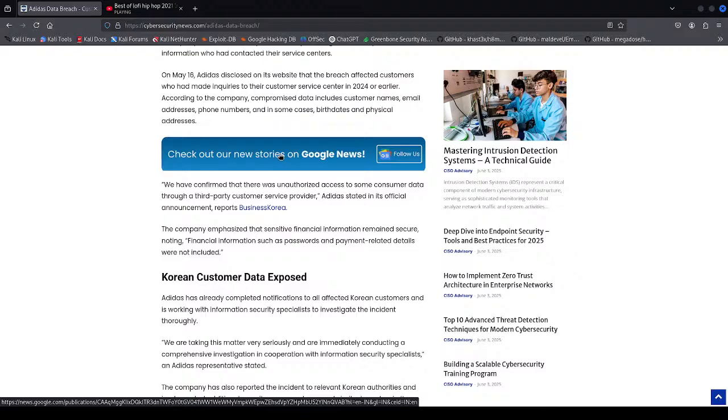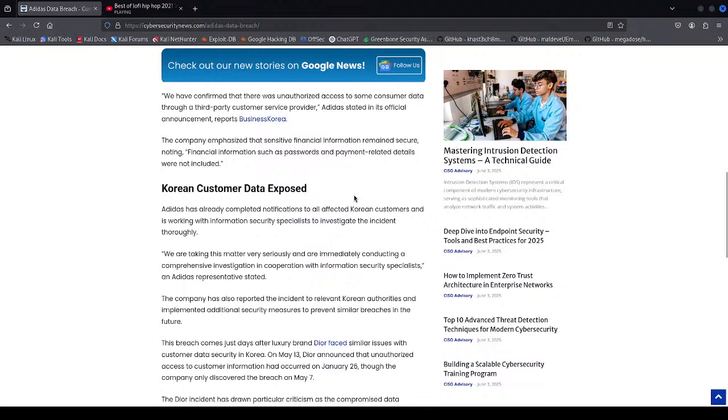Let's see going. We have confirmed that unauthorized access to some consumer data through a third party, or actually, you know what? I'm gonna pause.